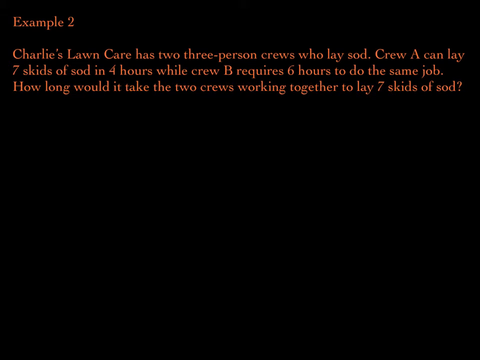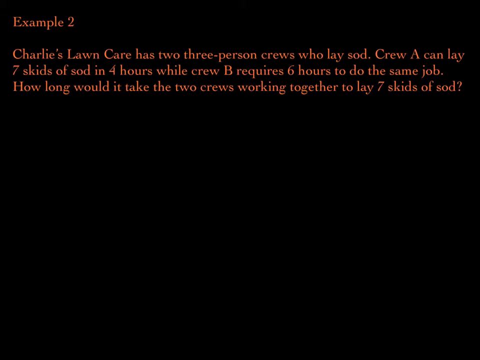So the first crew can finish sooner, or work faster, I guess, and the second crew either works a little slower or it just takes them a little longer to do the job. Question: how long would it take the two crews working together to lay 7 skids of sod?